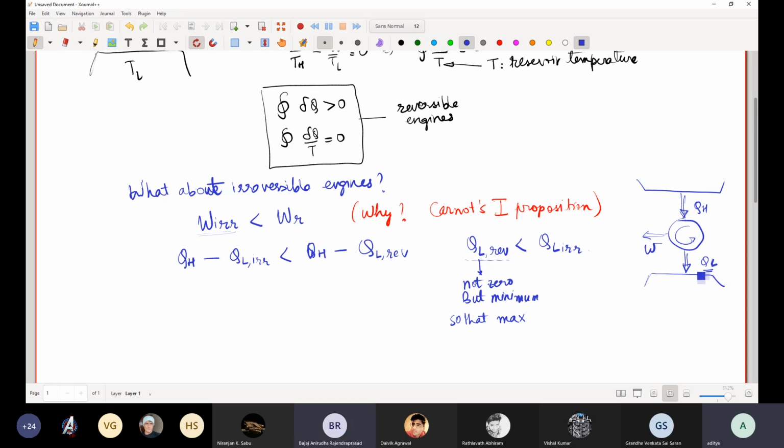For a very ideal process, how much heat do you reject to the surrounding? How do you figure that out? If this is TH, if this is TL, you can say that QH over QL will be TH over TL.